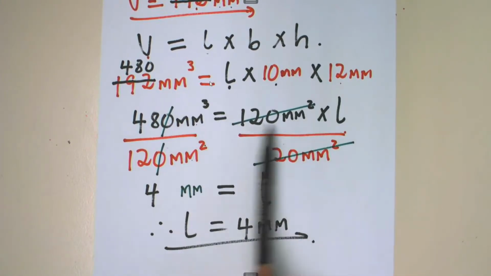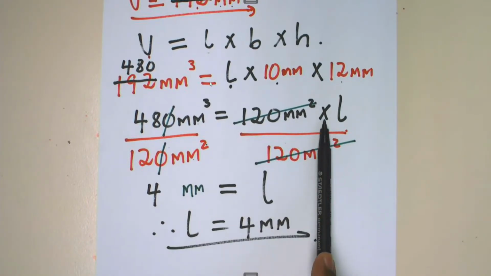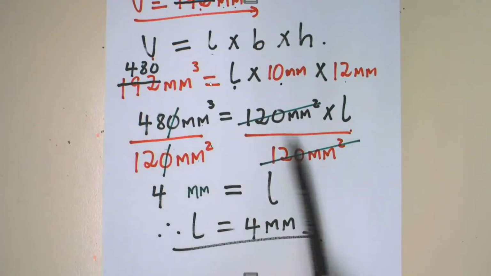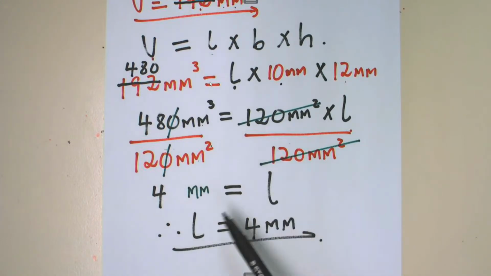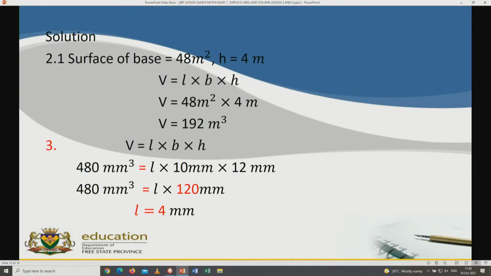Then we said, okay, we want to get rid now of 120 because it has been multiplied. We'll do the opposite. That will be a division. We'll divide both sides by 120 millimeters squared. Then we say, okay, the length now will be what? 4 millimeters. Now let us continue and check here. Okay, the surface area. Okay, this is just a summary of the worked solutions that we have already done.